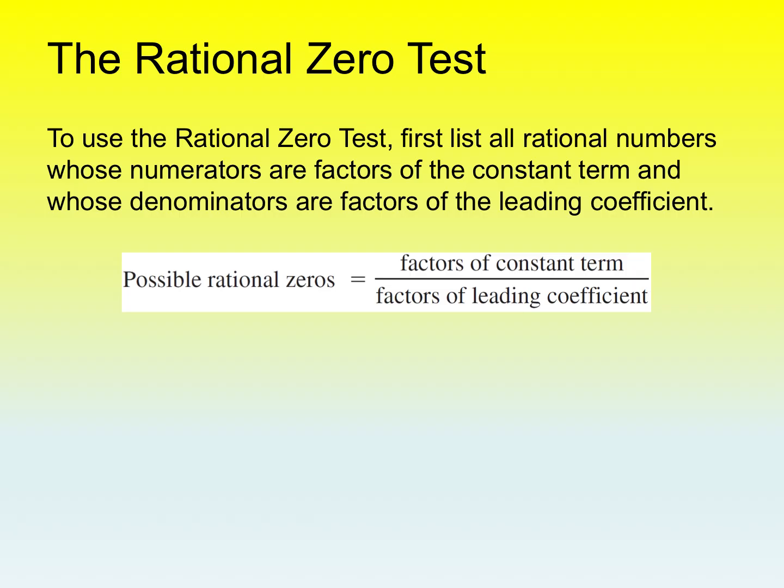So in our rational zero test, we find our possible rational zeros by finding factors of the constant term, and it's always the positive and negative of the numbers, and factors of the leading coefficient. So again, the positive and negatives of these numbers.